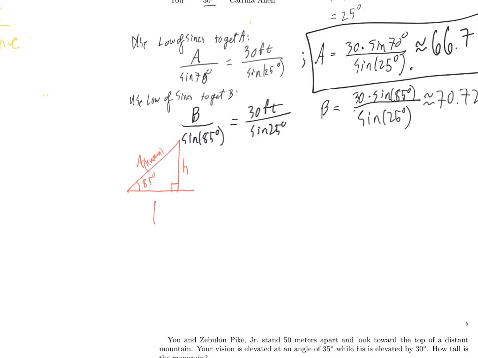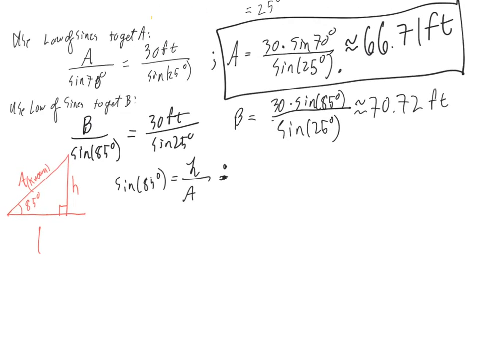So, sine is opposite over hypotenuse. I should use that. Sine of 85 degrees equals opposite over hypotenuse. Well, I don't want to know the hypotenuse. I want to know the height of the triangle. It happens to be called h. h is equal to sine of 85 degrees multiplied by a.